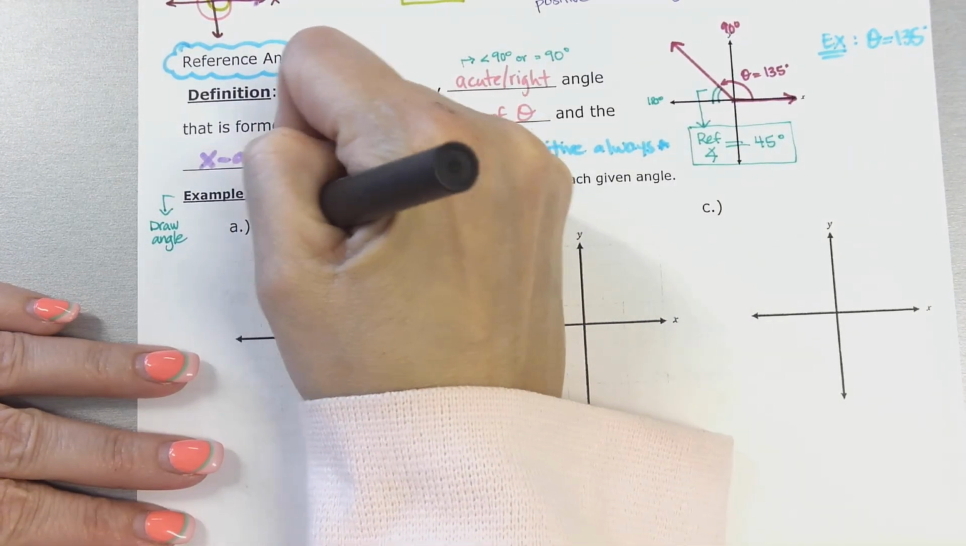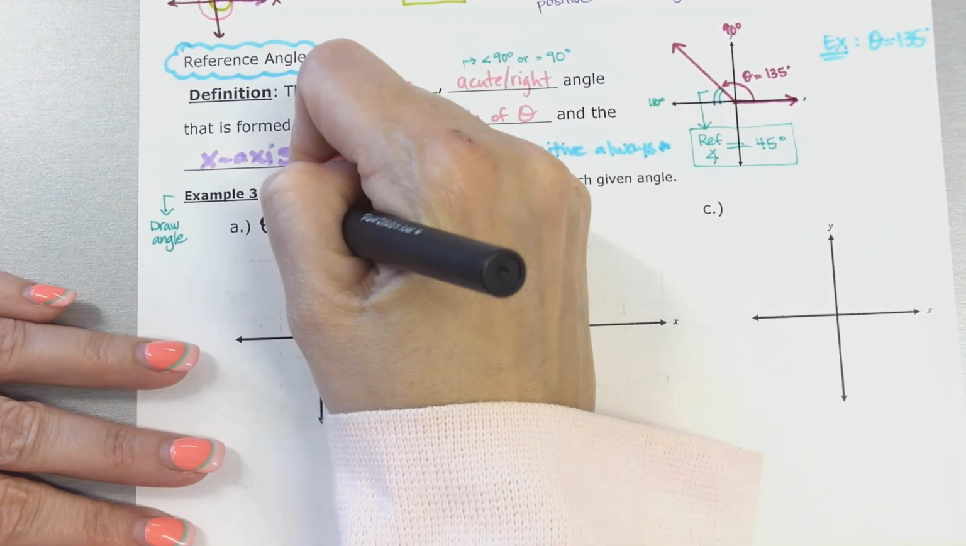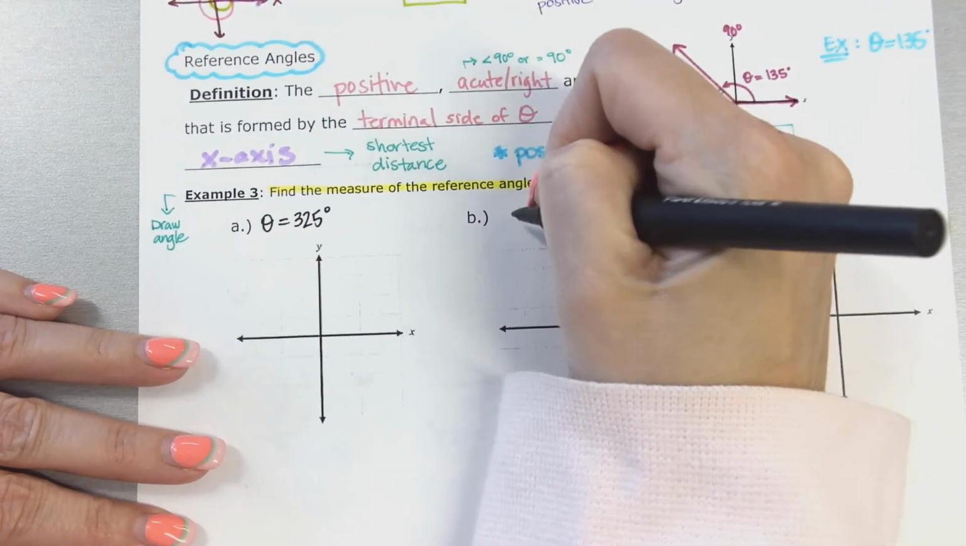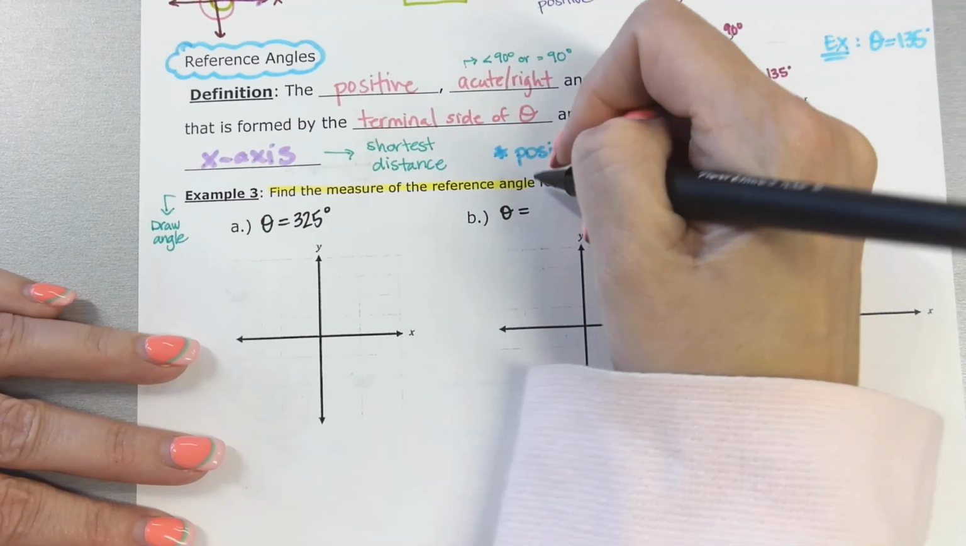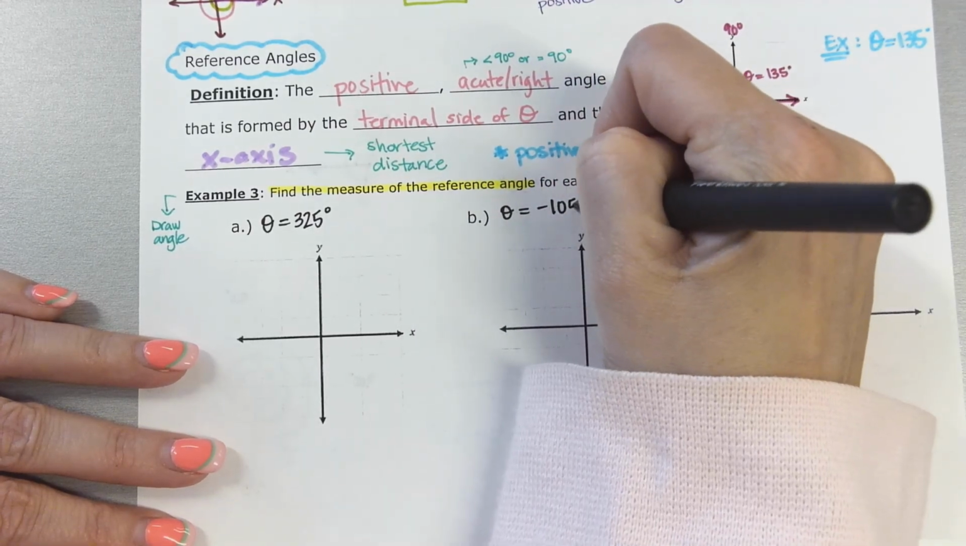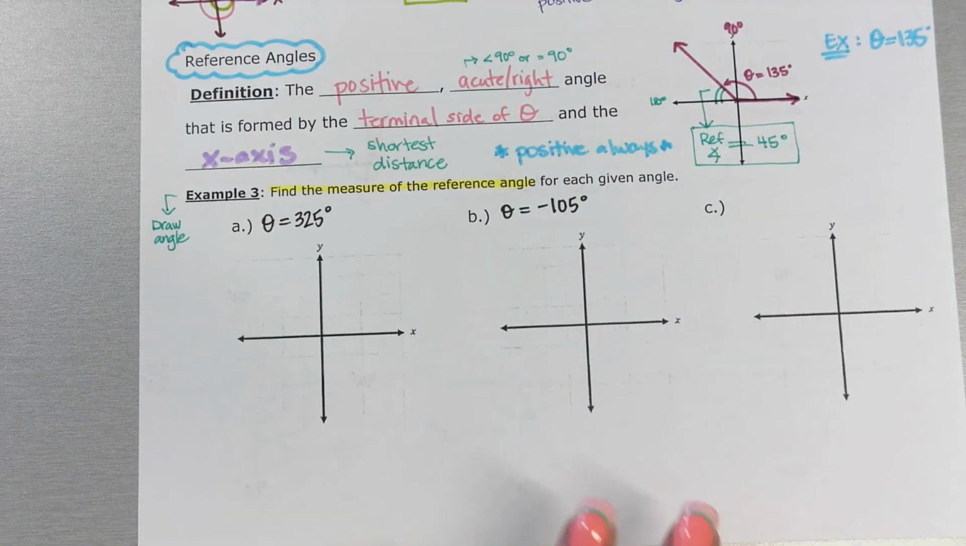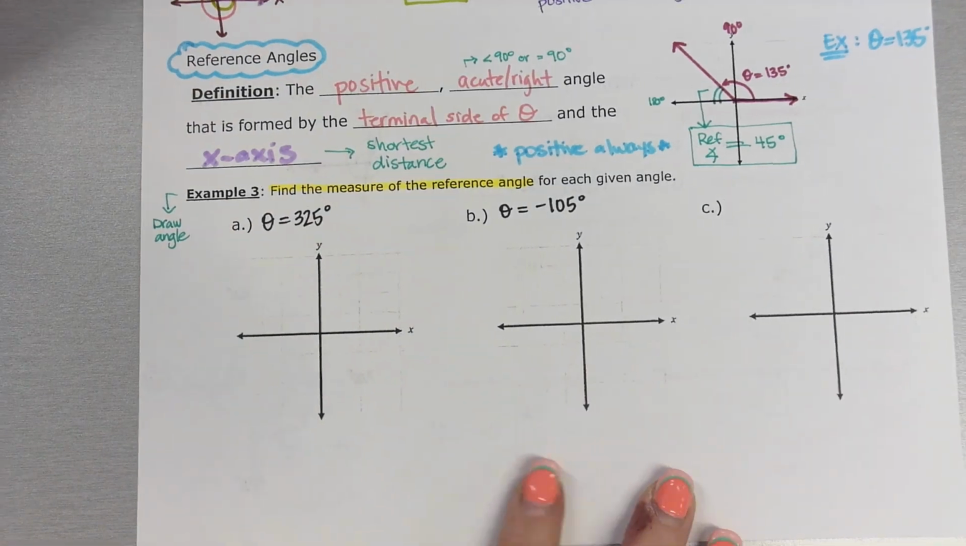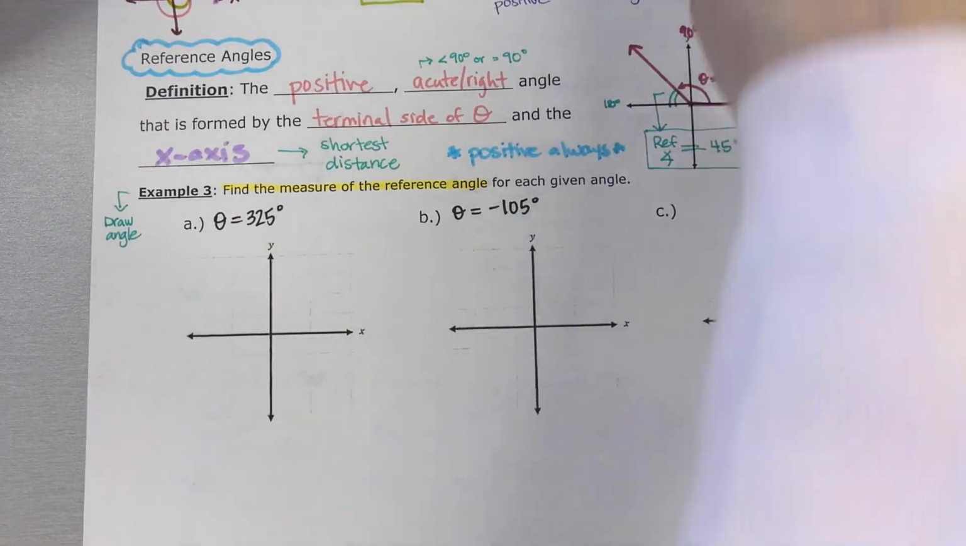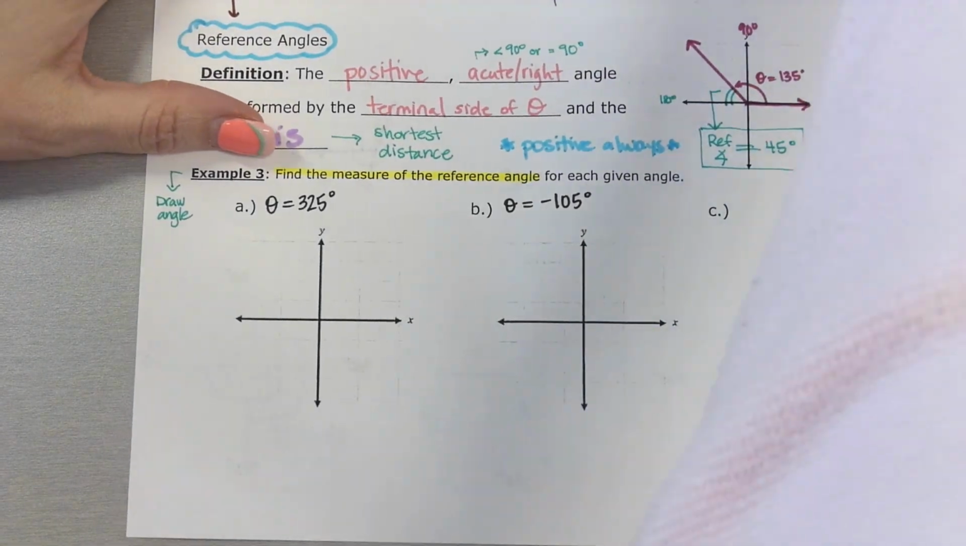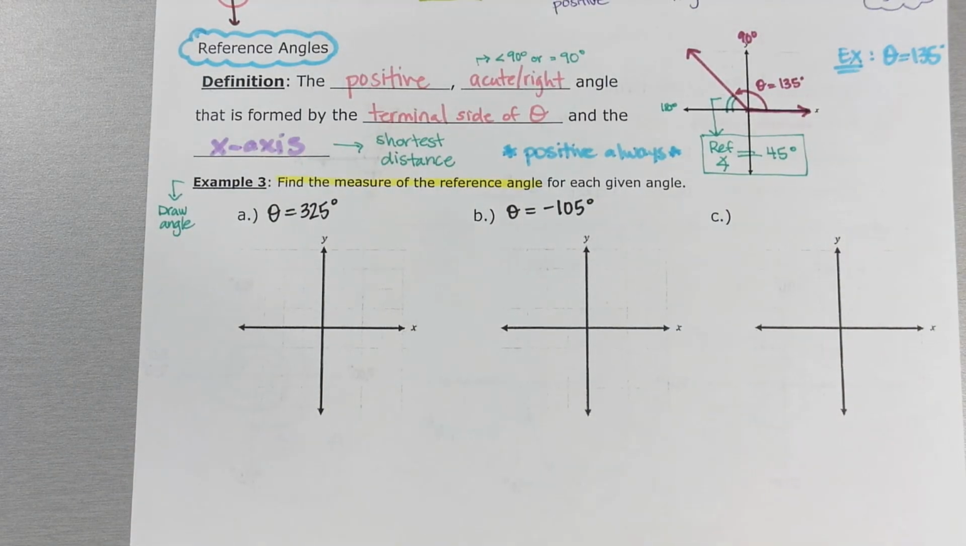And then I'm going to let you do these two. So theta is 325 for A, and then for B it's negative 105. Okay, so I want you to start by drawing the angle, please. And even if you're unsure what your reference angle is, at least mark it off in your picture.